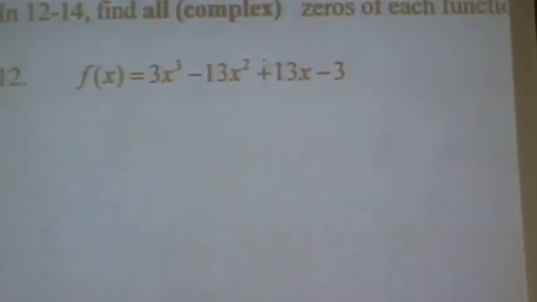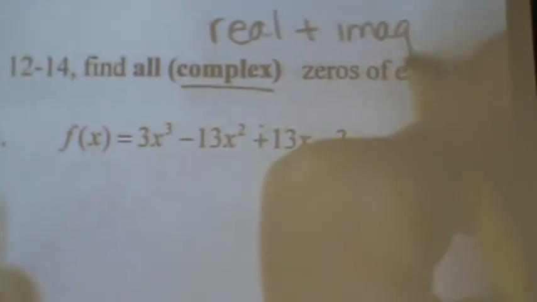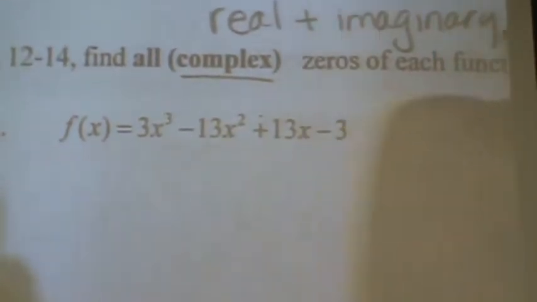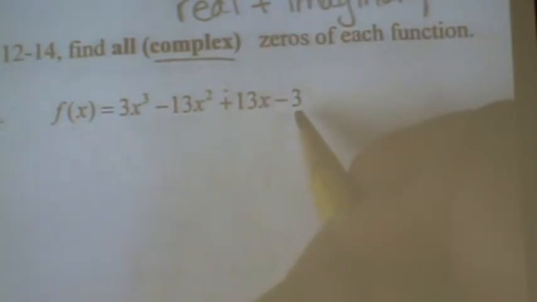Number 12. Now, for a second I thought, you know what, maybe I'll try grouping these. But it's not gonna work. Sometimes grouping doesn't work. And by the way, what are all complex zeros? These are the real ones and the imaginary ones. So find them all. So now, I don't know how I can factor this other than P over Q.